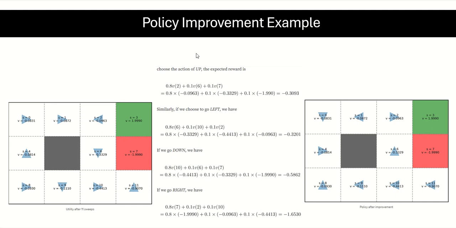And we get the evaluation of the action up. After we get all these 4 evaluations, one for each action, we choose the highest one. In this case, it is obviously up, right? And we change the original action, which is down, to the new action, which is up.